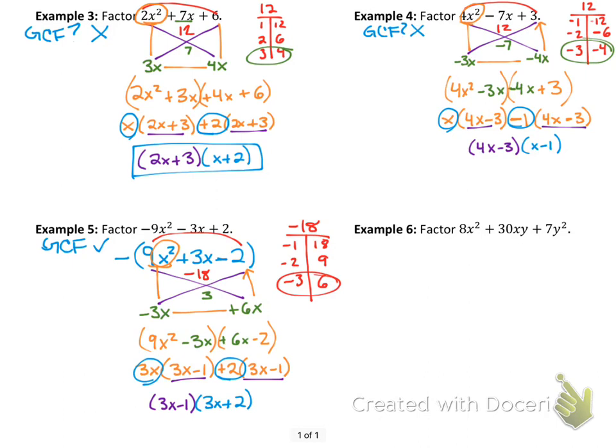Last one. We have 8x squared plus 30xy plus 7y squared. 8, 30, and 7 have nothing in common, so there is no GCF, so we're going to go ahead and multiply a times c. 7 times 8 is 56. We need it to add up to 30, so we make a list. Right, and this one might really require a list. So we have 1 times 56, 2 times 28. Oh, hey, look, 2 and 28 make 30. That was convenient.